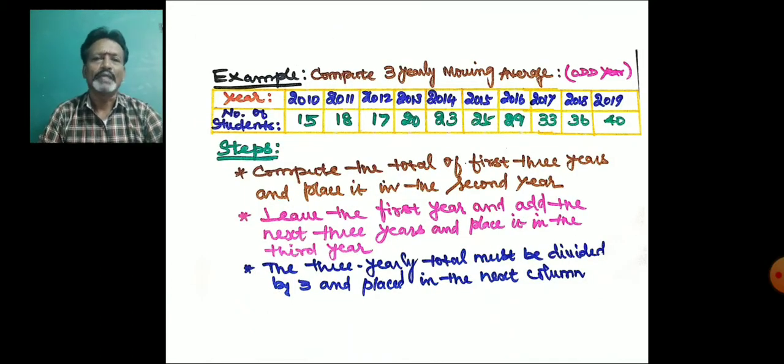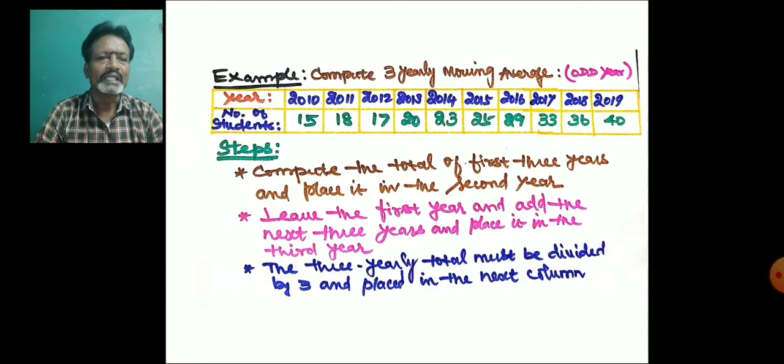Now I will explain how you can calculate the moving average for odd years and even years. For example, here compute the 3 yearly moving average. This is an odd year, since 3 years are given. Here the year and the number of students are given. First step, compute the total of the first 3 years and place it in the second year, that is the middle year. Then leave the first year, add the next 3 years and place it in the third year.